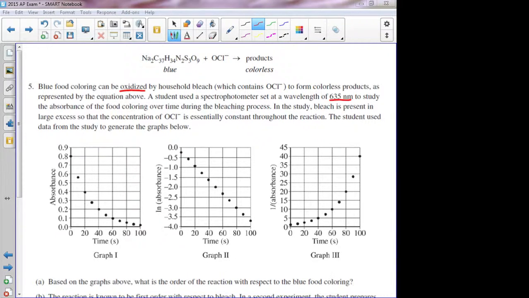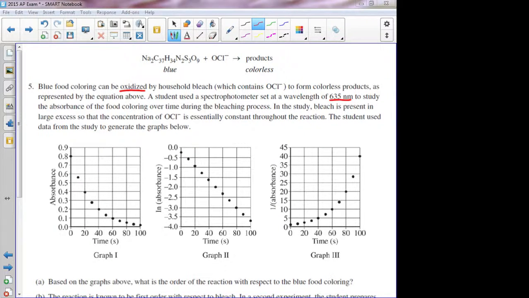Okay? So I take blue food coloring, mix it with bleach, put it in the spectrophotometer. I can't say that word, okay? So I put it in there. Now, I'm sending 635 nanometers of wavelength through there. I'll give you a hint. That's the wavelength of blue light. So I'm sending it through there.